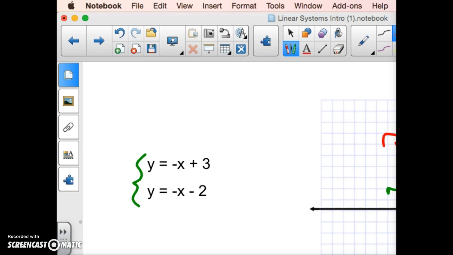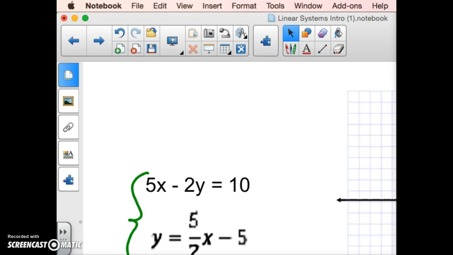If you take a quick look here, both equations have the same slope. But notice they have different intercepts. Different starting spot, same slope, not gonna cross.